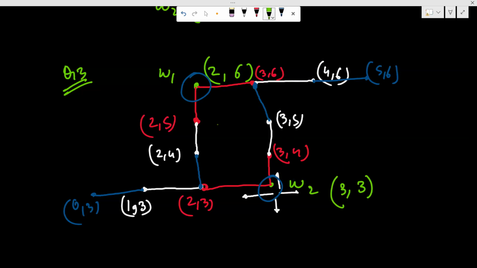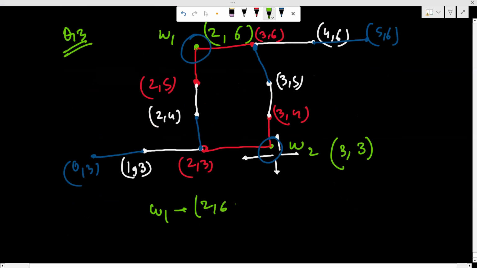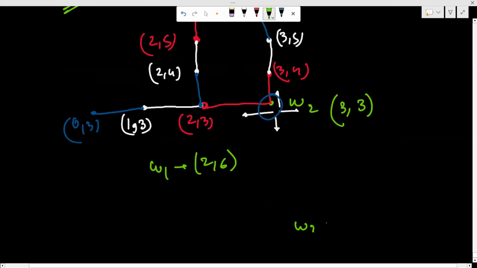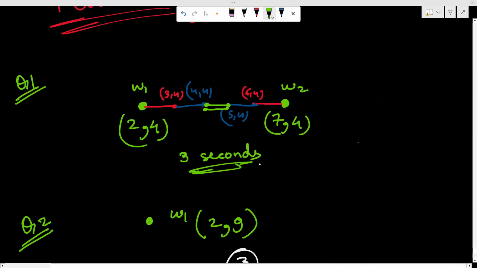So the answer for this, when well 1 was at coordinate 2, 6 and well 2 was at coordinate 3, 3, is 3. Okay. Is this thing clear to each and every one of you present here? Clear, guys? Any doubt? No? Okay. So let us now derive the formula for this.